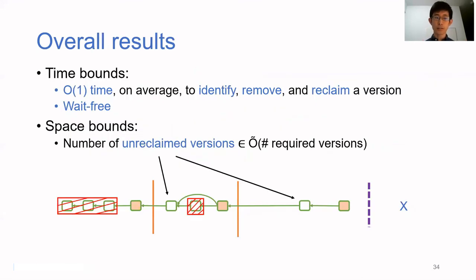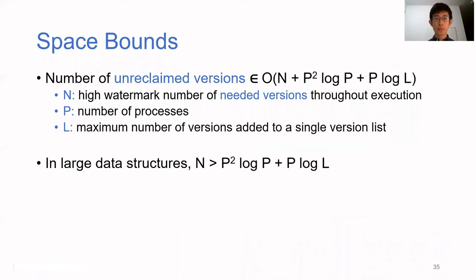So overall, across all three steps, we ensure that the time required to reclaim a version is order 1 on average, and we ensure that this process is wait-free. In terms of space bounds, we ensure that the number of unreclaimed versions is proportional to the number of required versions plus an additive term. And more specifically, the bound looks like order of n plus p squared log p plus p log L, where n is the high watermark number of needed versions throughout an execution, p is the number of processes, and L is the maximum number of versions added to a single version list.